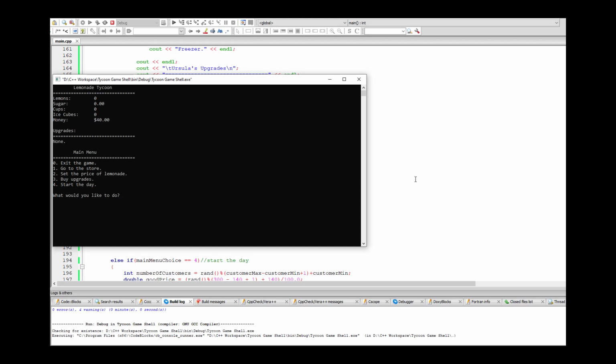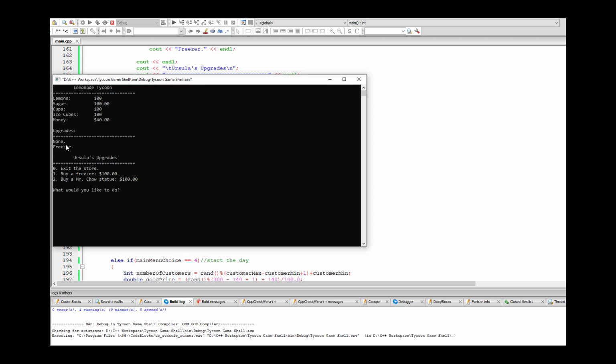All right. So we're going to go try and buy upgrades. So 1, 2, 3, 4, 5. Buy upgrades 3. Now I can afford the freezer because I have 140 bucks. So buy the freezer. Okay, and there we go.